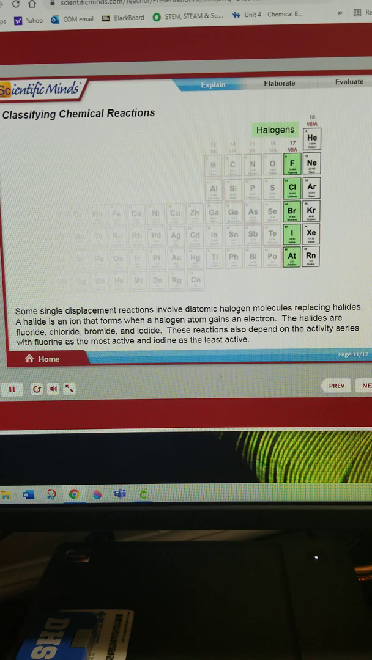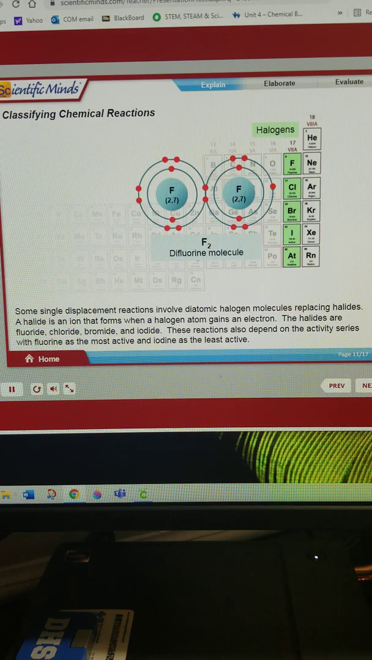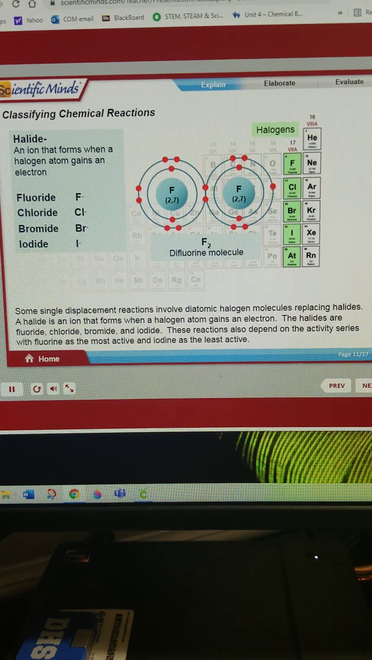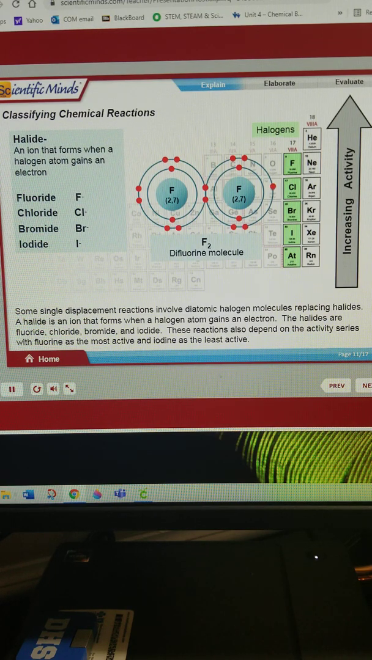Some single displacement reactions involve diatomic halogen molecules replacing halides. A halide is an ion that forms when a halogen atom gains an electron. The halides are fluoride, chloride, bromide, and iodide. These reactions also depend on the activity series, with fluorine as the most active and iodine as the least active.